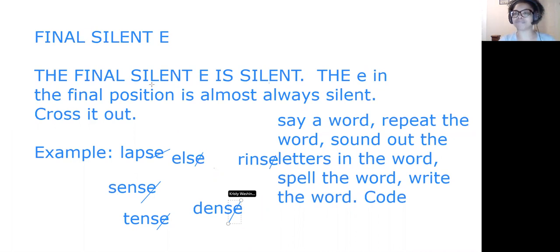Good job. So for today's activity, we practiced the final silent E. And we said that the final silent E is silent, and they are in the final position of these words. We code them with a cross drawn through the final position of that E, which is a final silent E.